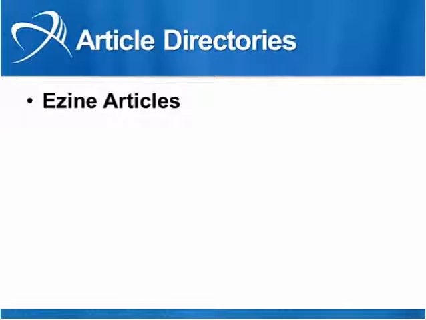There are some places that you can go in order to do this. Ezine Articles is probably by far the biggest article directory out there. It's been around for years and years. It's still called Ezine Articles because it was originally all about newsletters, and that was the whole idea behind it: people posting articles for newsletter content.